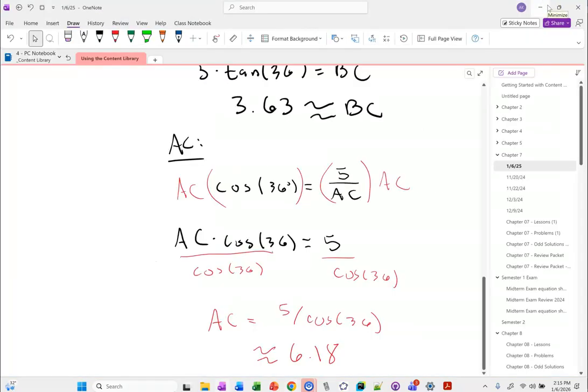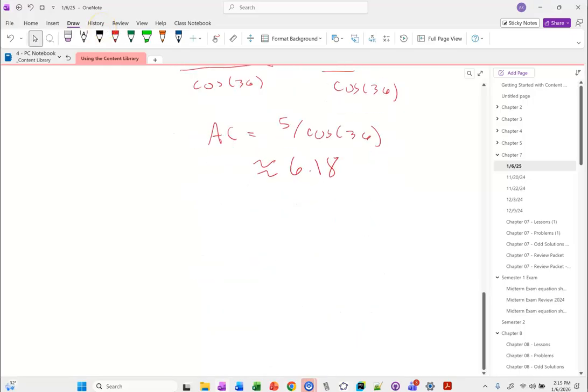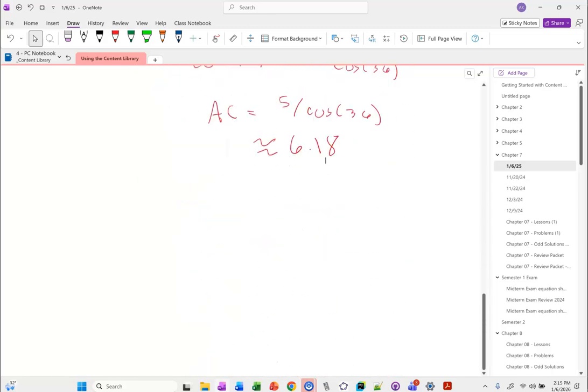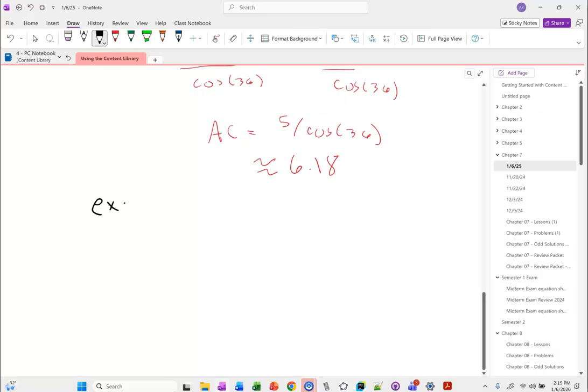Everybody's okay? Does this all feel familiar? We feel good about doing these kinds of problems, fingers crossed? All right. The other right triangle situation would be if you're given two sides and the 90-degree angle.